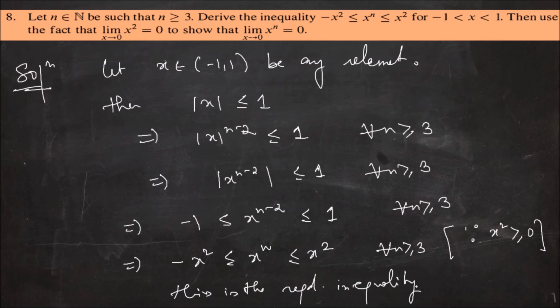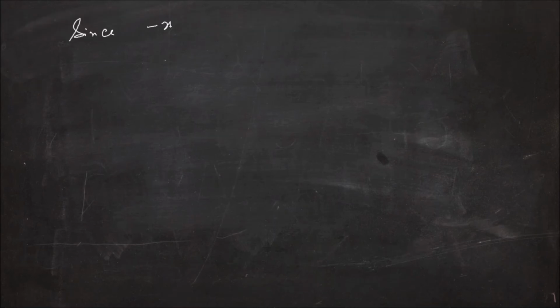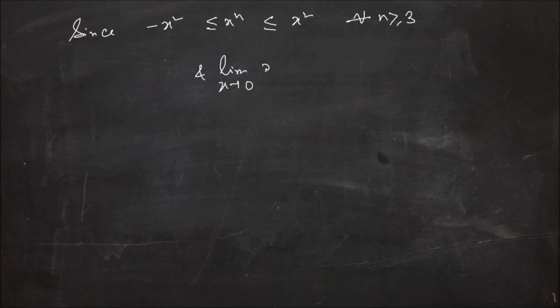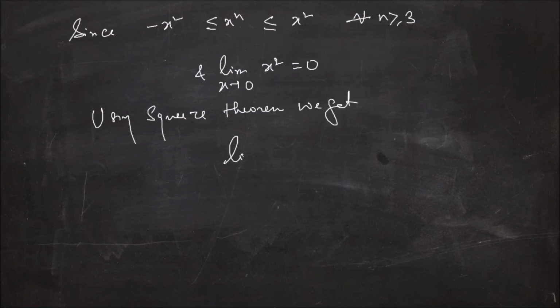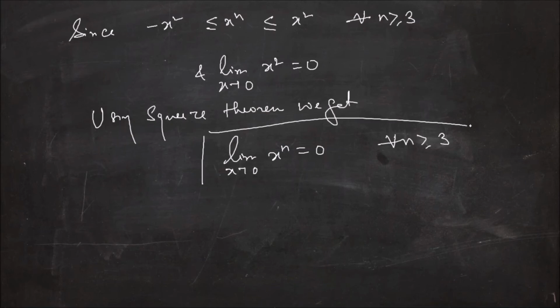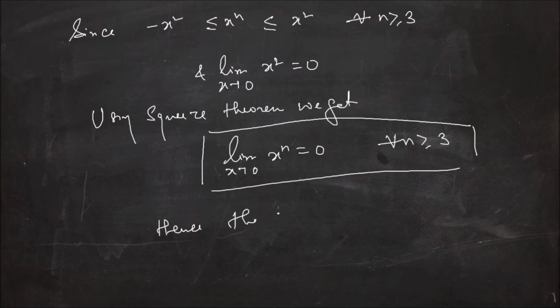So now let us prove that the limit as x tends to 0 of x to the power n is equal to 0. Since minus x squared is less than or equal to x^n is less than or equal to x squared for all n greater than or equal to 3, and the limit as x tends to 0 of x squared is equal to 0, using the squeeze theorem, we get the limit as x tends to 0 of x to the power n is equal to 0 for all n greater than or equal to 3. Hence the result.